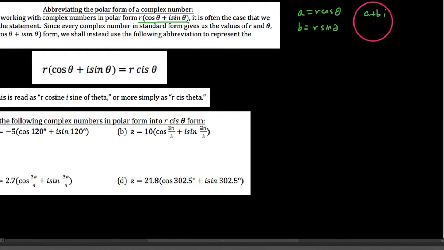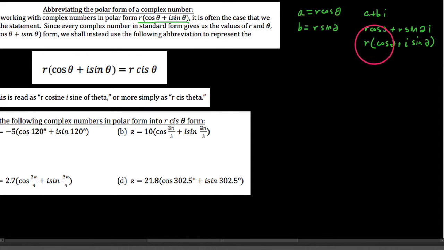Then we could say that this number is just r cosine theta plus r sine theta times i, and that's where we get this factored-out r expression, where we have cosine theta plus i sine of theta. We just list this r out in front.